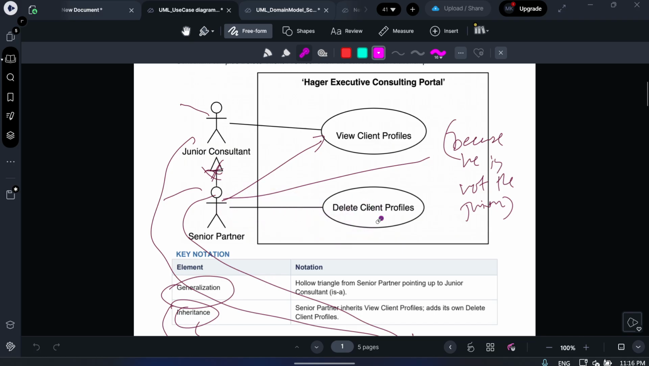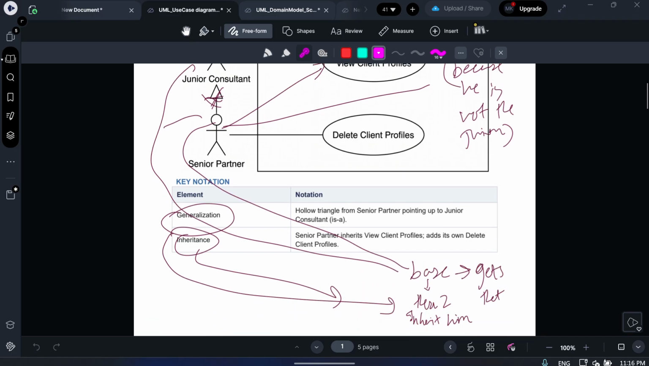So we can give direction: he can delete profiles plus view client profiles. This is what the senior partner can do. And the junior would just simply view the client profiles. So this would be one of the solutions.